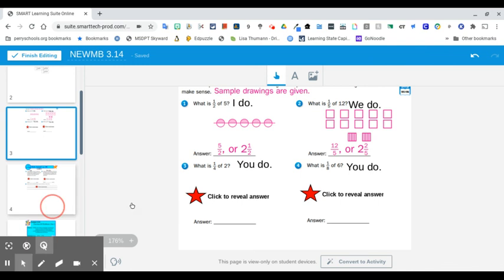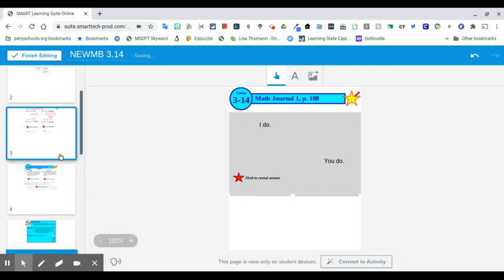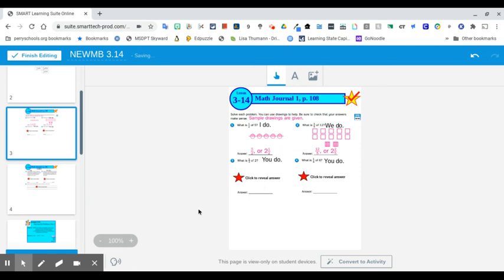Then we'll come back and we'll do the rest of page 108. So pause, do these two problems, and we'll come back.